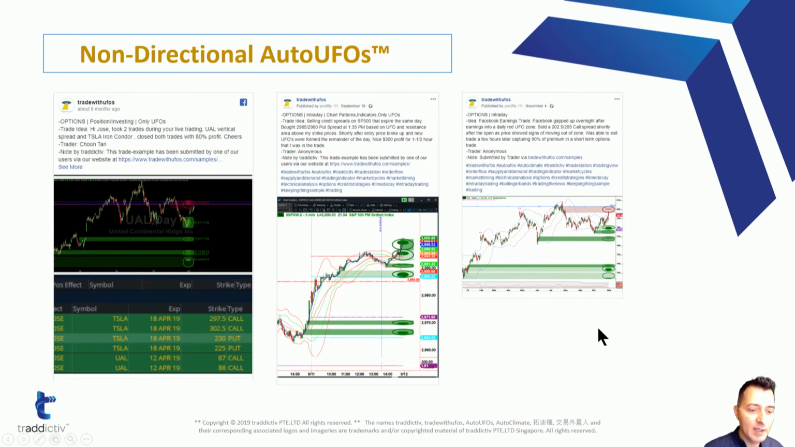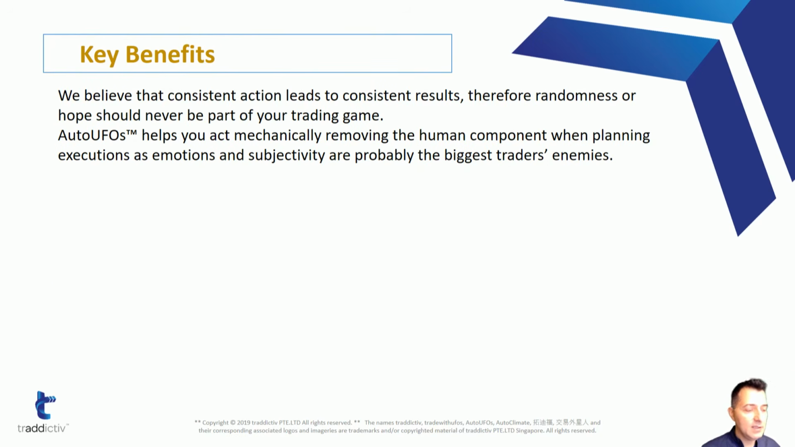And here is another example as well, combining UFOs and Bollinger Bands for an earnings play, trading earnings on Facebook in this particular case. Anyway, key benefits: we believe that consistent action leads to consistent results. Therefore, randomness or hope should never be part of your trading game.